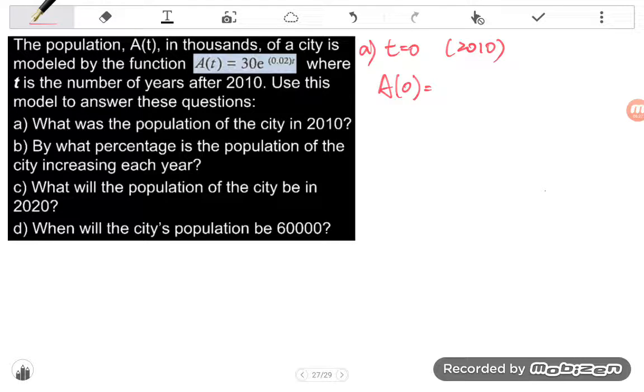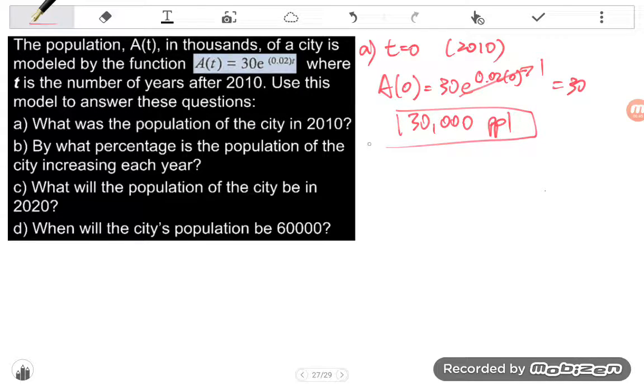So we just substitute the 0 into the equation. 0.02 times 0 gives me 0, and e to the 0 gives me 1. So I will have 30. But we don't have 30 people. We have 30,000 people, because that's the unit for my A of t. Make sure you put that down, because this is worth one accuracy point. Even though you correctly solved the equation, if you did not take into consideration the details, that's going to cost you.